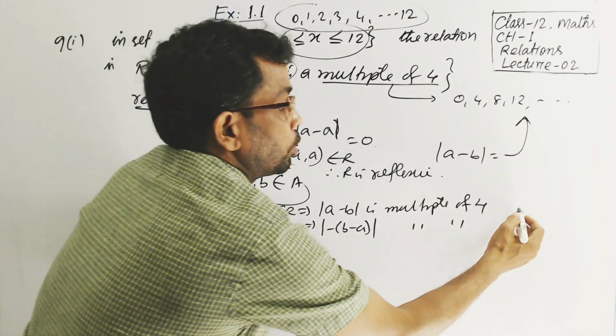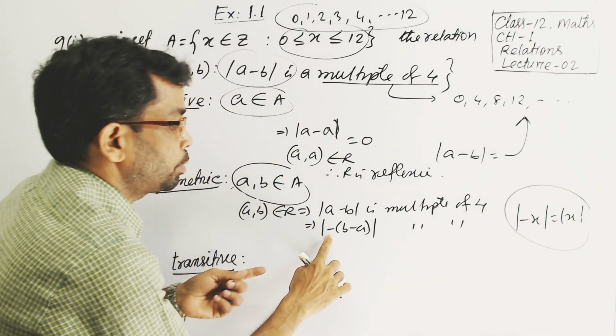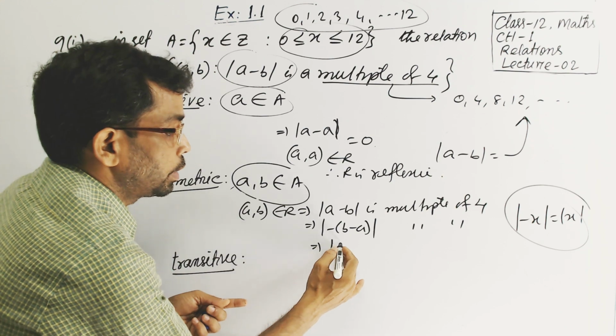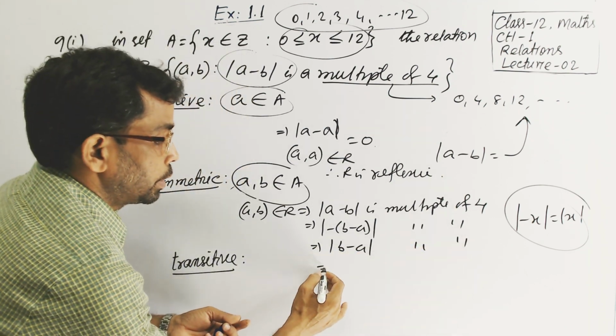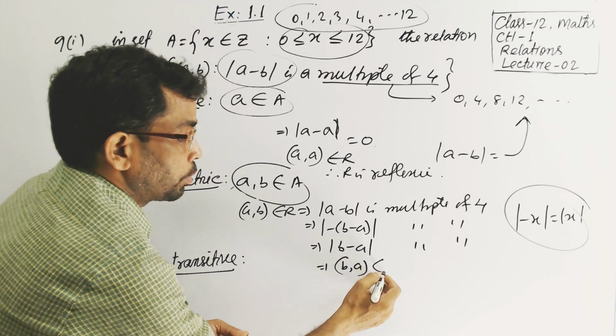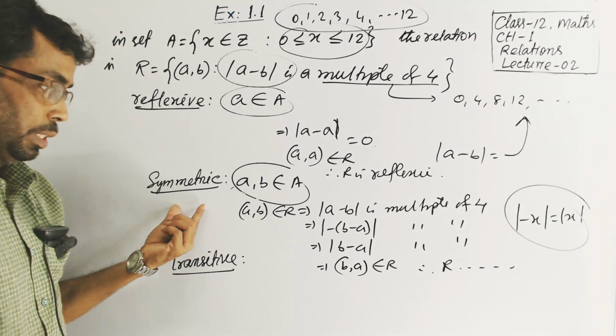And we know modulus of minus x is same as modulus of plus x. So we can remove this minus sign, no problem. Then B minus A difference is also a multiple of 4, and then the pair (B, A) is also in the relation, therefore the relation R is also symmetric.